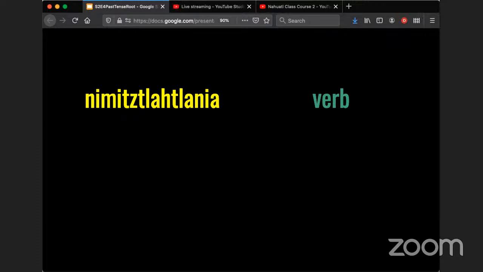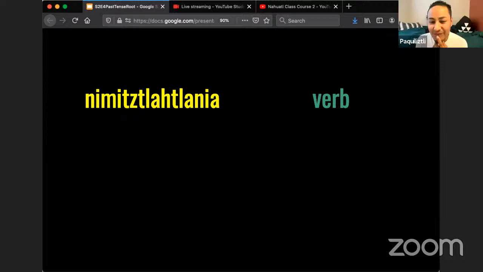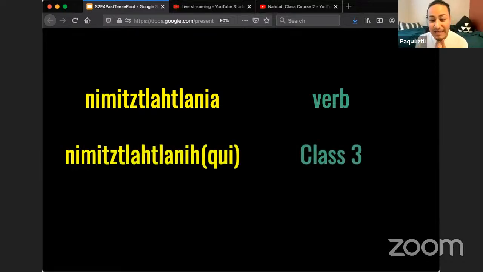Nimitztlatlani or nimitztlatlaniki. Quali. Yes, you got it. So if you choose the first option, you have to stress this tla louder than any of the other ones, because when you don't have the ki, the second to the last syllable is this one. So you would say nimitztlatlani. That would be the loudest. But once you add this ki, the second to the last one would be the ni. So then you would pronounce it nimitztlatlanihki.